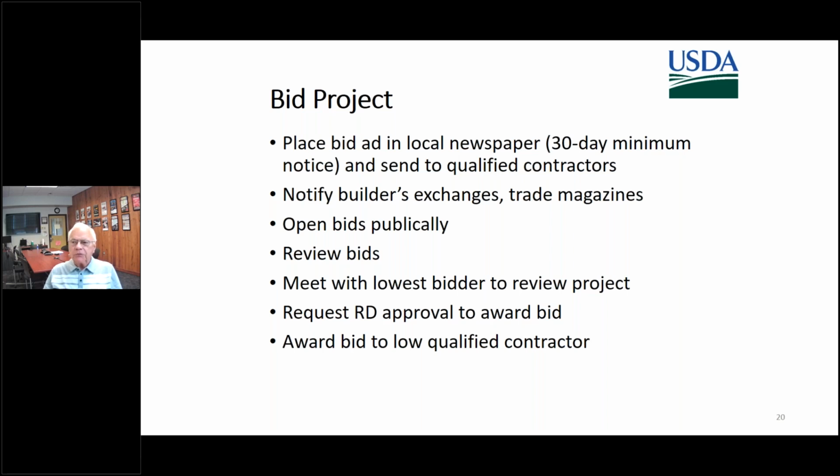Finally, bid the project. Got everything approved, you can bid the project. You place the ad in a local newspaper, 30-day minimum notice, and you send the bid ad to all qualified contractors. You want to make sure everybody who can bid is aware of the bid period. You notify builders exchanges and trade magazines. Then you open the bids publicly, you review the bids, meet with the lowest bidder to review the project and request RD approval to award the bid. Then you award the bid to the low qualified contractor.